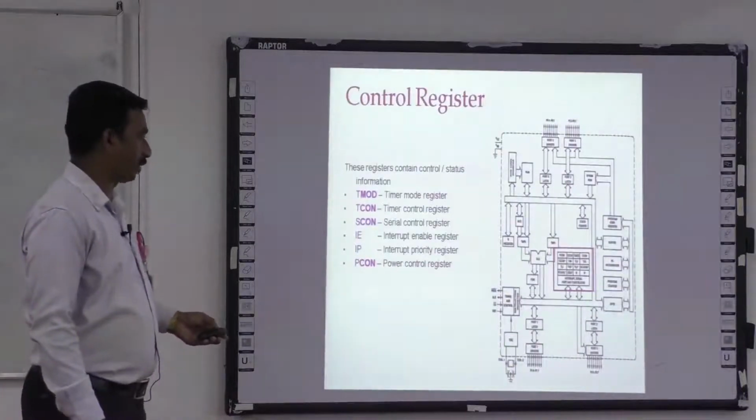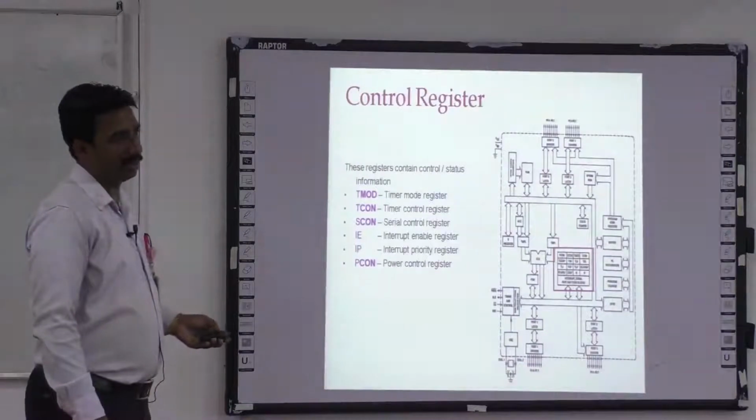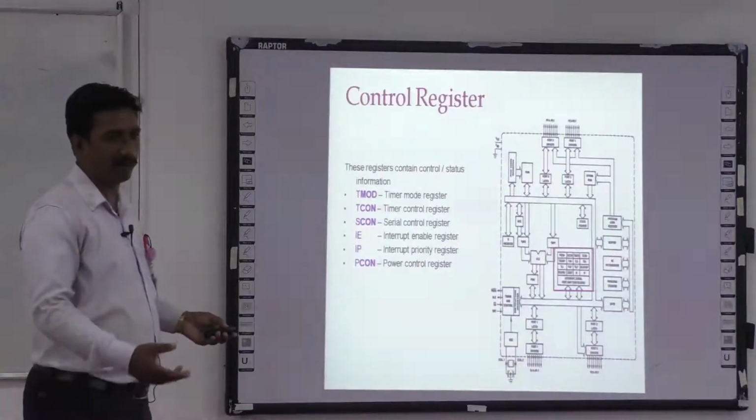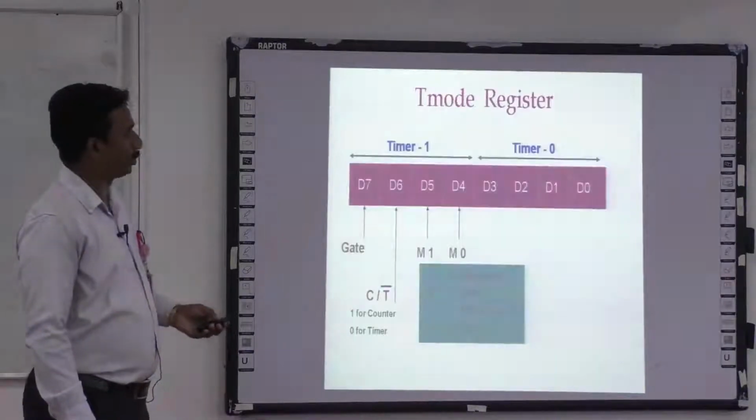And next one is power control. This is very important for any ICs, since power is a very important thing. If there is no power, we cannot run the system. So it is necessary to optimize by using the power control.